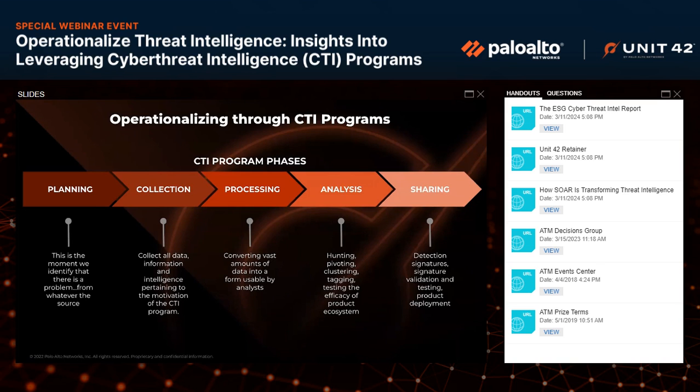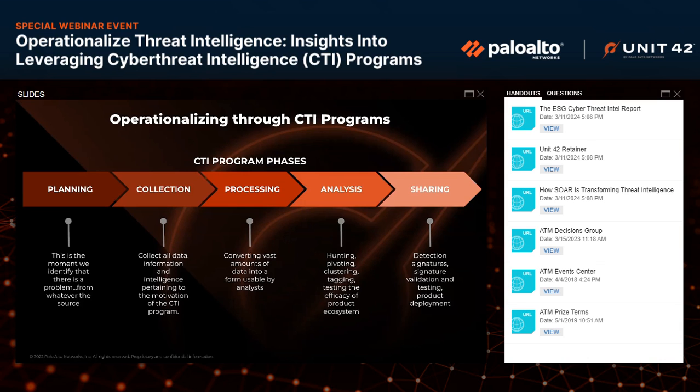In this 5-phased approach, operationalization occurs from the planning and direction phase all the way down to the sharing or dissemination stage. Let's examine each of those phases in a little bit greater detail just to give a fundamental understanding of what happens in each of those phases.